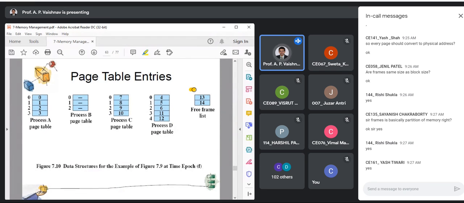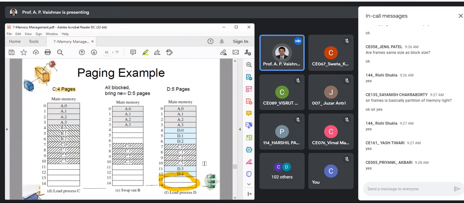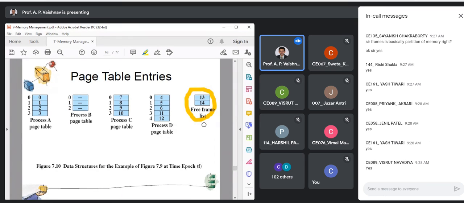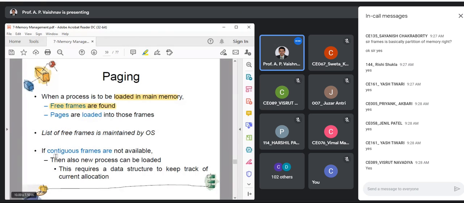This is the data structure, right? Frame numbers 13 and 14 are free. How to verify that? From here. Is it clear? Frame numbers 13 and 14 are free, and that is mapped in this free frame list, okay? So this is one data structure that is required by the OS. What is the other data structure? Let us see that.